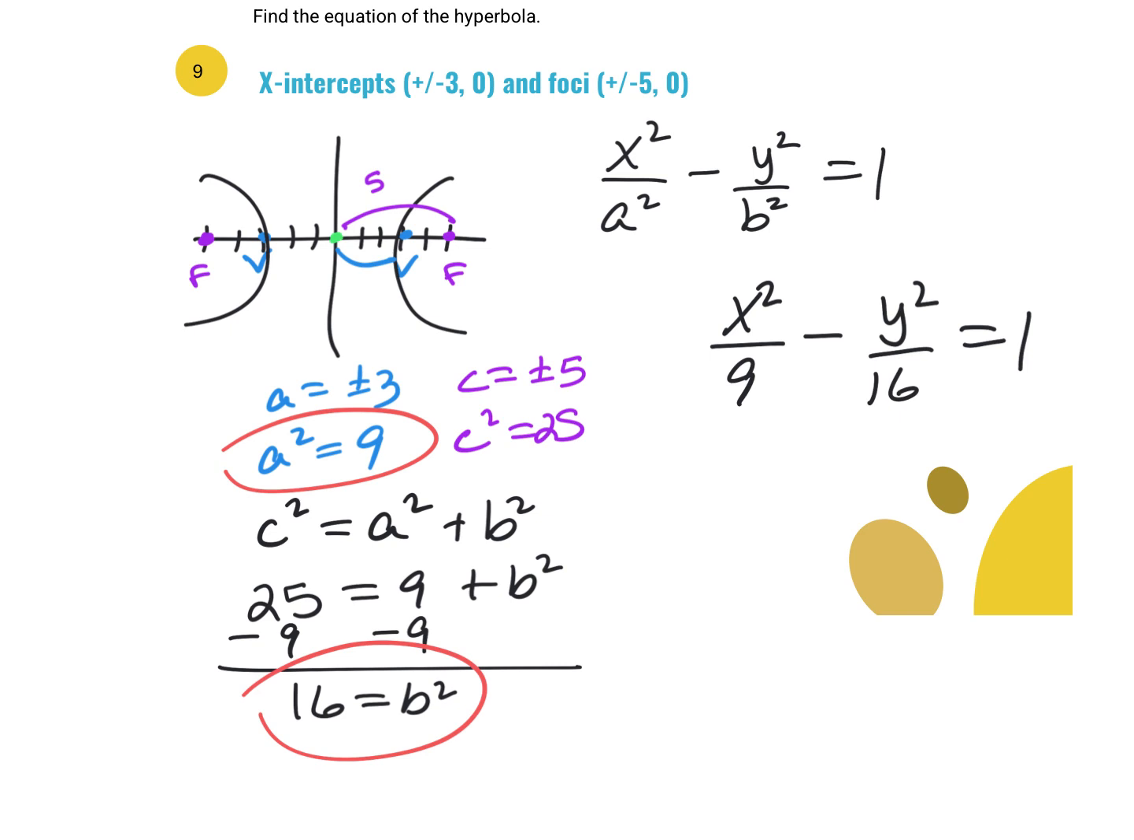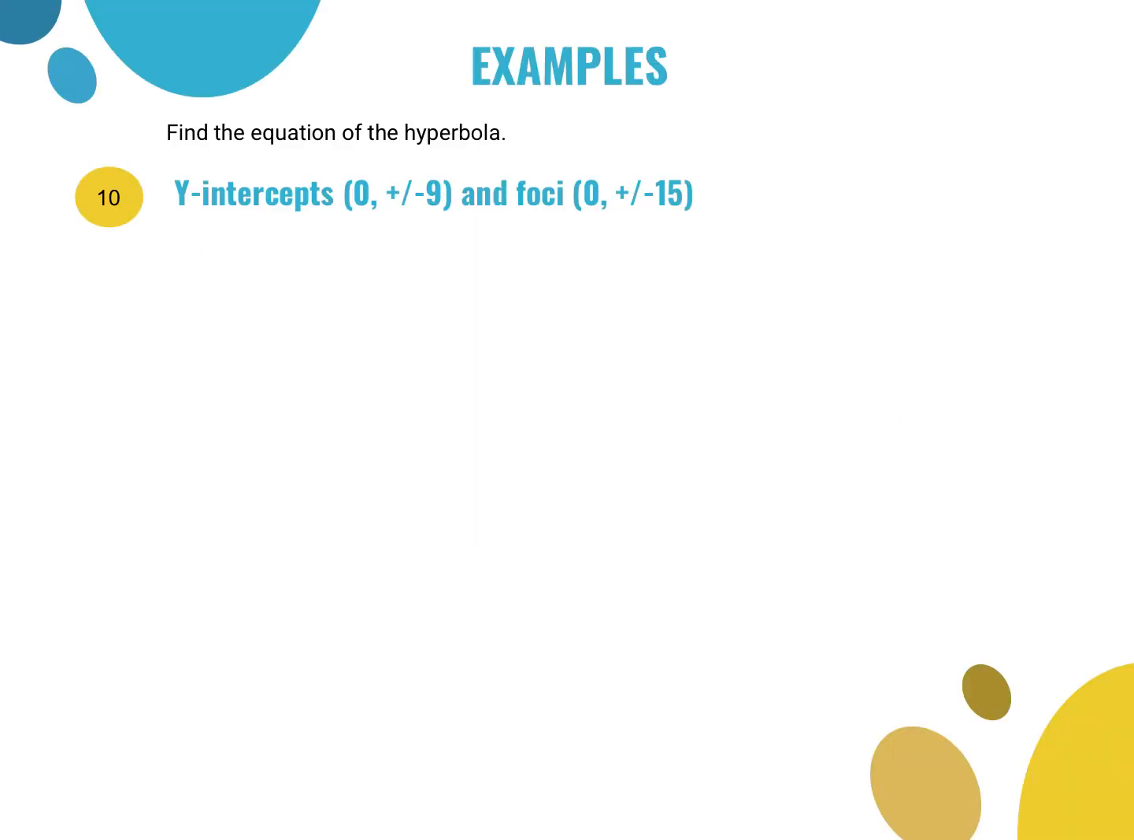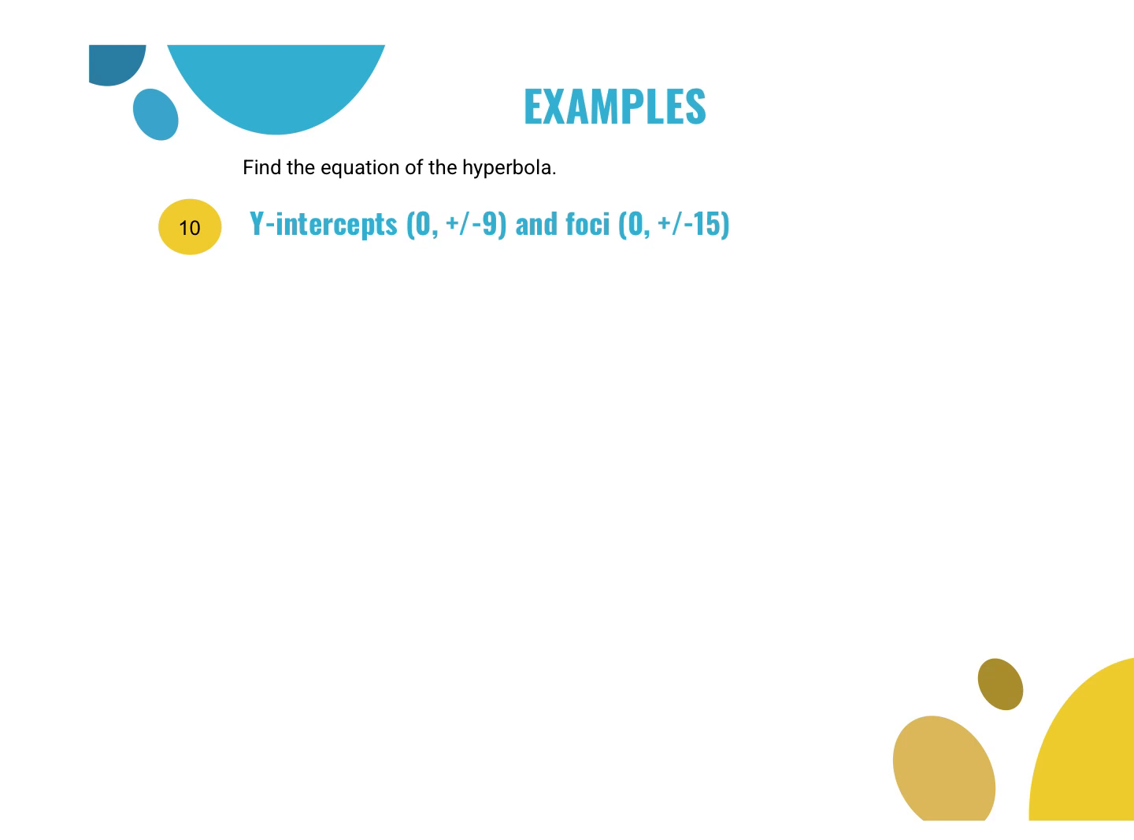Now, sometimes when you see zeros in the given information, you might not need to give yourself a visual. Again, it's totally up to you whether you need it or not. Let's try number 10. All right, number 10. I'm going to go ahead and again give myself a visual.